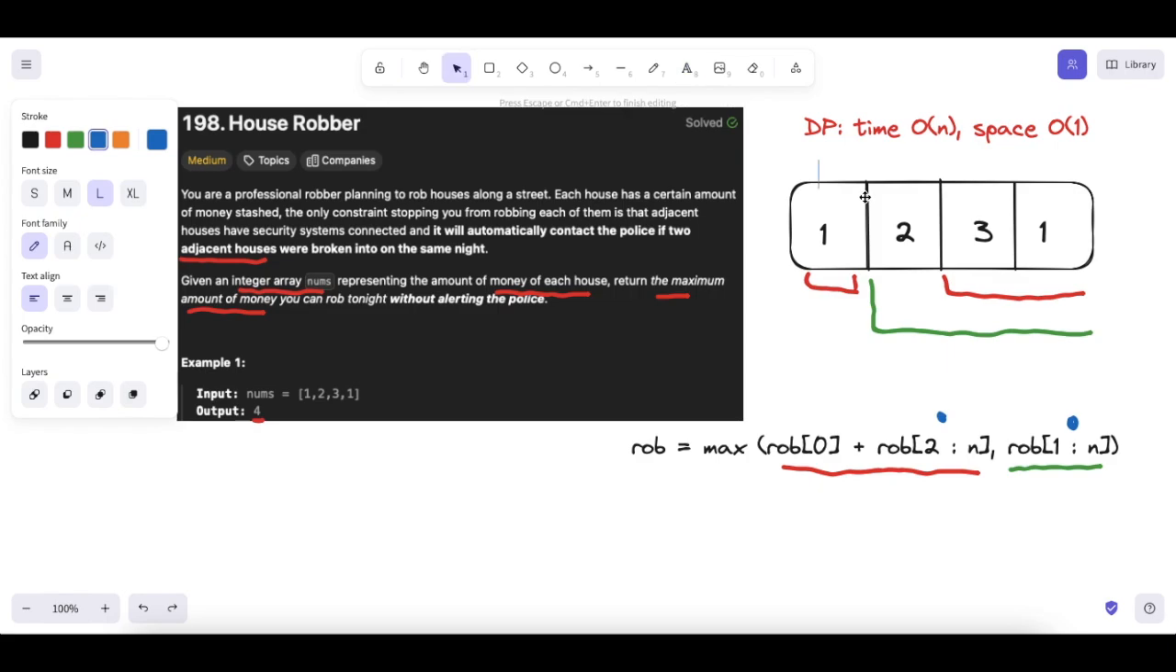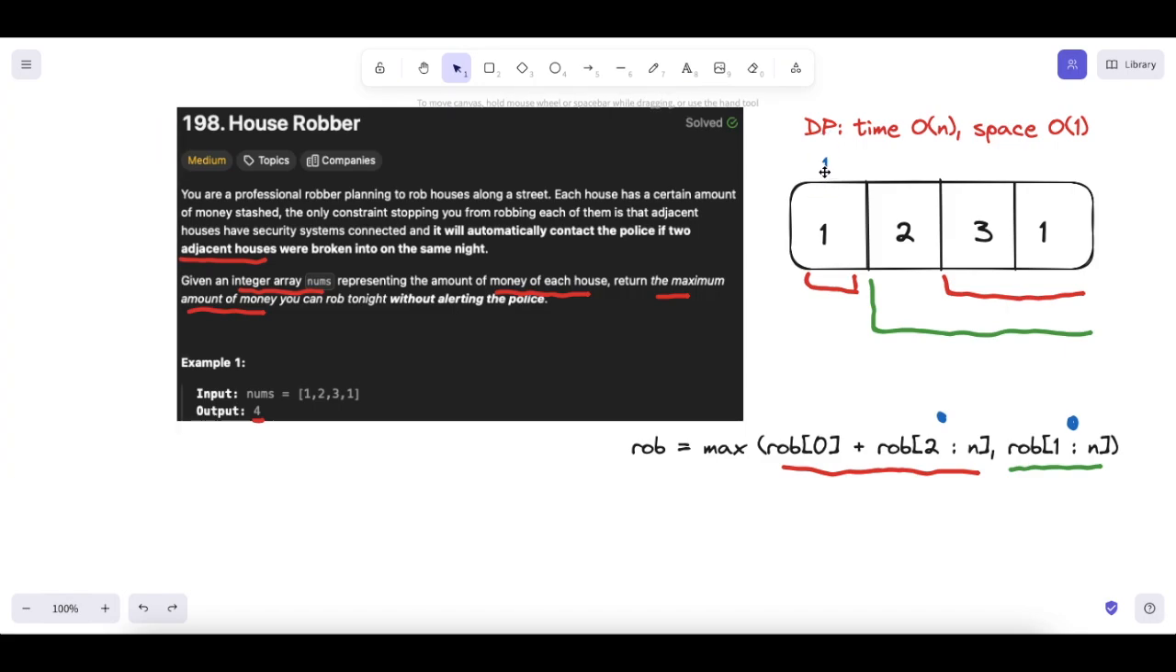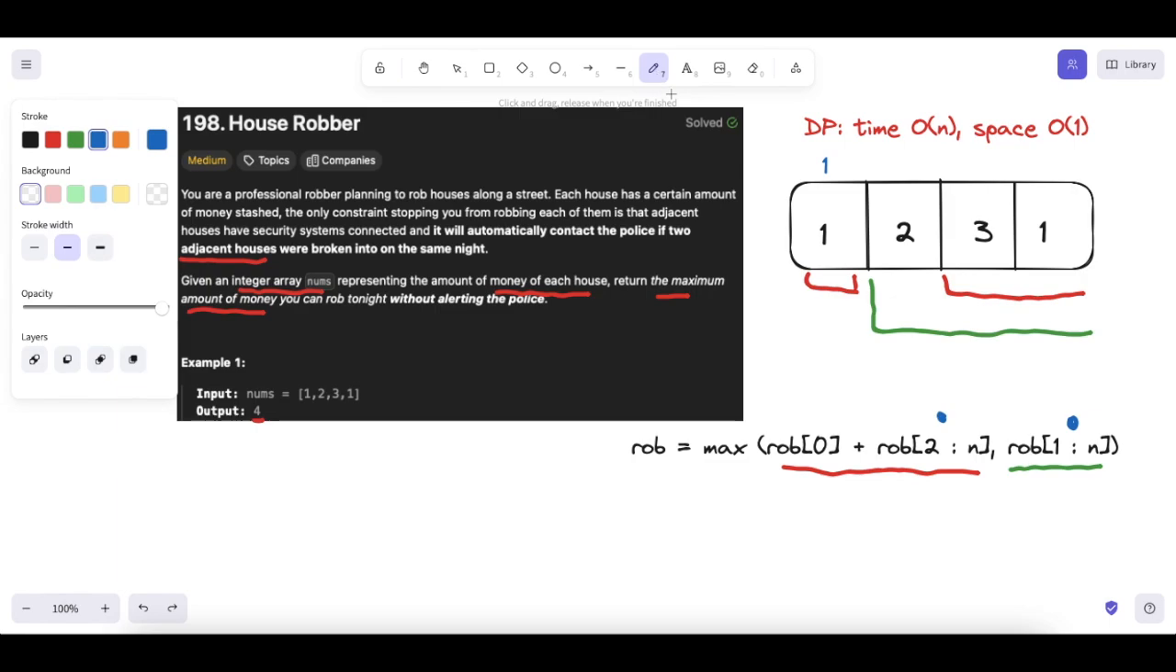So our max up until this point would be $1, because it is better to rob this house rather than not robbing this house. When we get to the second house, we know that our case would be either to rob the house with $1, which preceded it, or rob this house with $2. And so we know that at this point we would want to rob this house with $2, because we're not looking at anything that comes after this point.